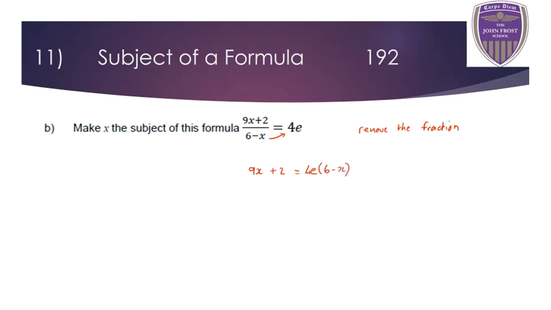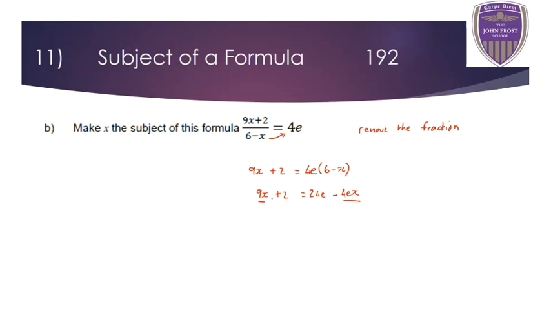Now, I need to expand this bracket through. So the left-hand side at the moment is going to remain as 9x plus 2. And the right-hand side is going to be 4e times 6. So that's going to give me 24e. And 4e times x, which is going to be minus 4ex. And now we've got to the situation like the previous question, where we've got terms on both sides. We can see that x appears on the left as 9x and on the right as minus 4ex.